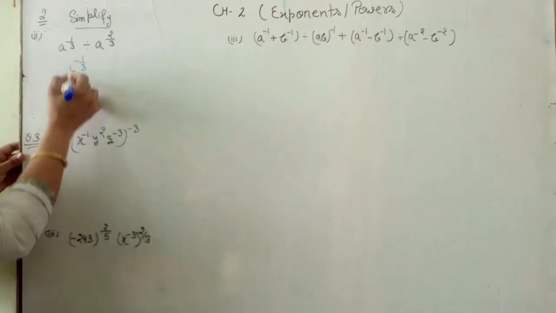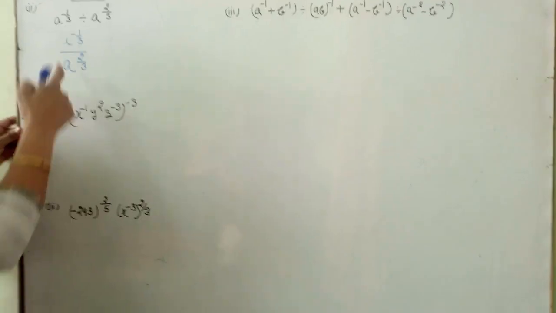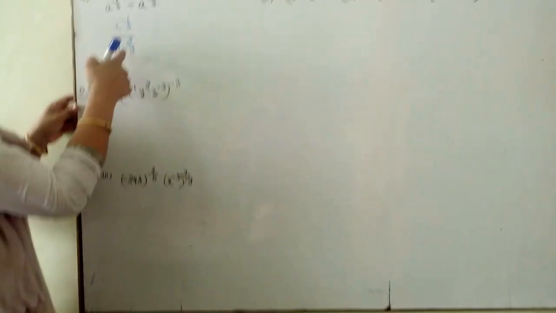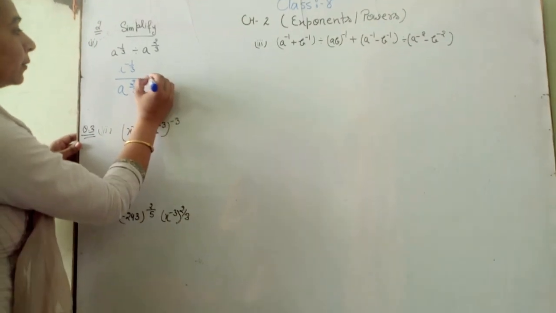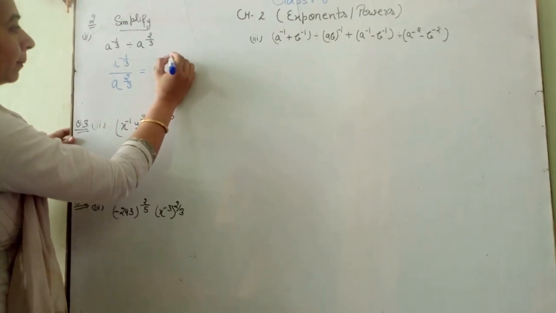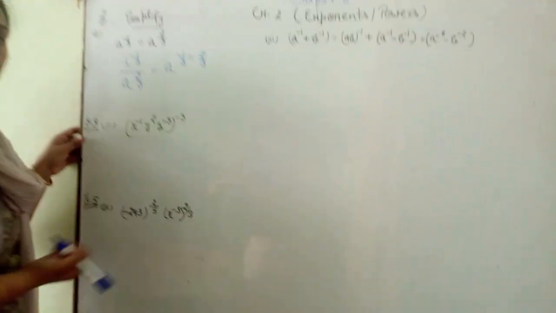When the base is the same, we use the quotient law. A raised to the power m divided by a raised to the power n, then the powers should be subtracted. Then this equals a raised to the power minus 1 by 3 minus 2 by 3. Clear student?